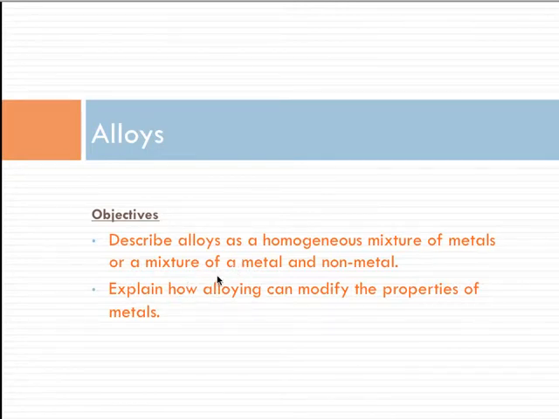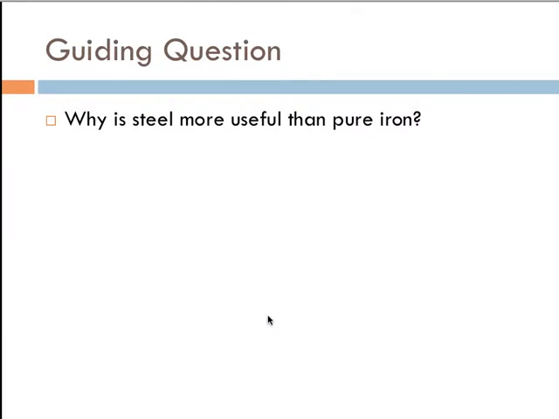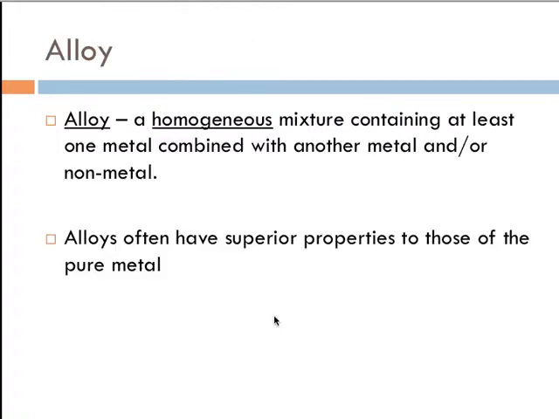Alright, we'll start the screencast talking about alloys. We're going to describe alloys as a homogeneous mixture of metals, or a mixture of a metal and a nonmetal, and then explain how alloying can modify the properties of metals. So, why is steel more useful than pure iron? We should be able to answer this question at the end of this screencast.